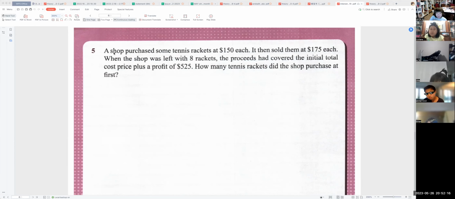Harry, what is the proceeds? Which one? The proceeds. Oh, proceeds is like the process had covered, like the selling and the whole entire process.